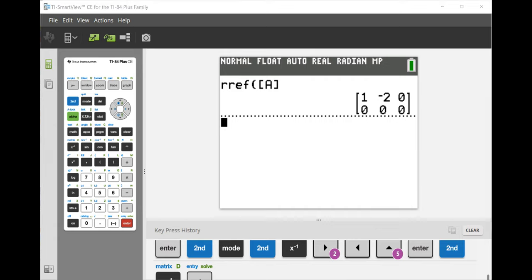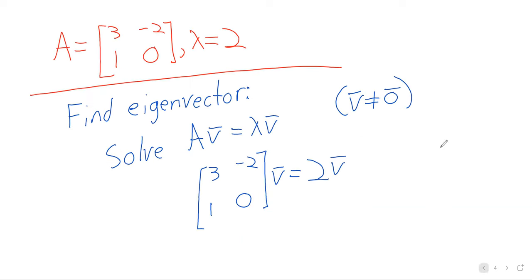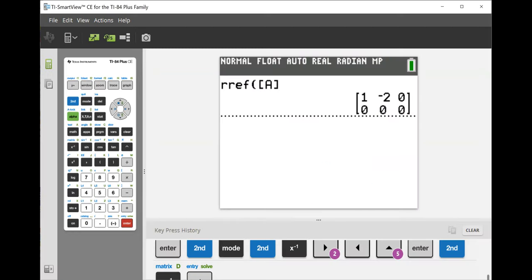Because going back to this equation, this is homogeneous. It either has only the trivial solution, only v equals 0, or it has infinitely many solutions. And because 0 is not an eigenvector, if this thing was going to have eigenvectors, there needed to be non-trivial solutions, which meant there needed to be infinite solutions. So 1x minus 2y equals 0.